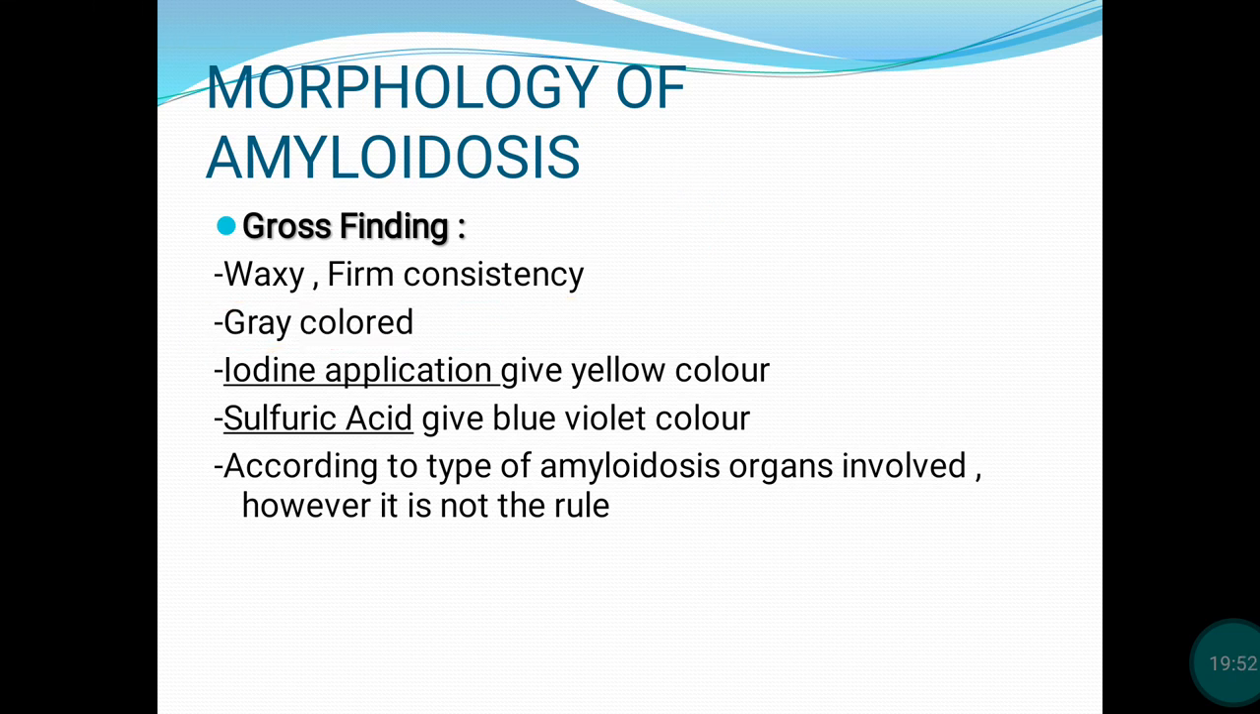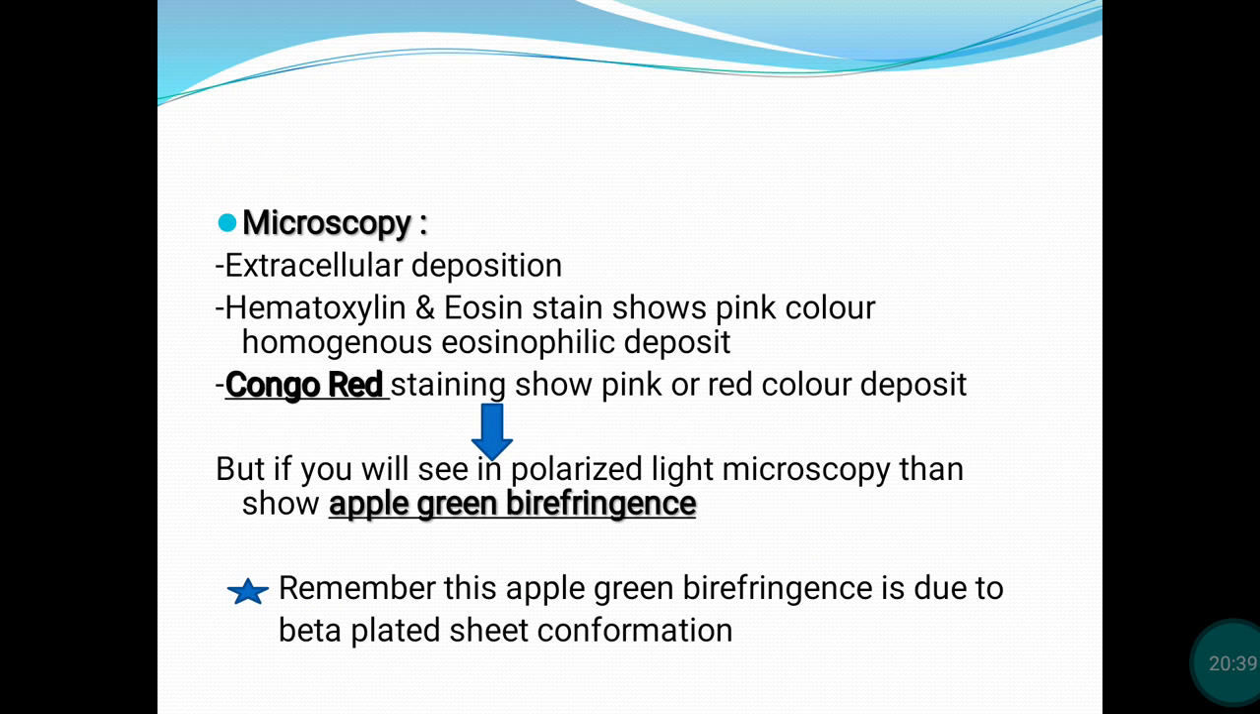Appearance is waxy and gray colored. Now, if you have seen such accumulation, then you can apply certain chemicals like iodine or sulfuric acid. The iodine will impart a yellow color, and the sulfuric acid will give a blue-violet color. Now, according to the organ involved, we have seen that there are different organs involved in primary and different organs involved in secondary as well. So according to the type of amyloidosis, different organs show the gross changes, like increase in size, waxy appearance, firm consistency, etc. However, you have to remember that it is not a rule. It can involve vice versa. So that is the gross finding. Microscopically, what will you see?